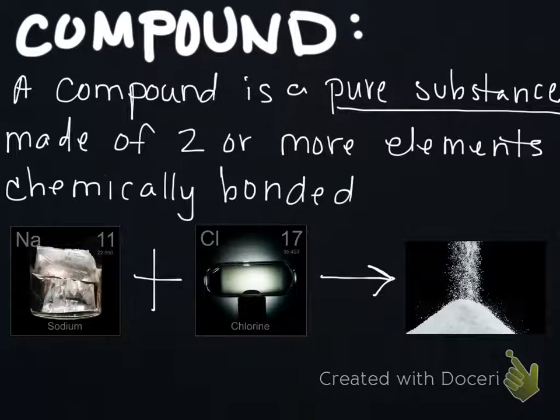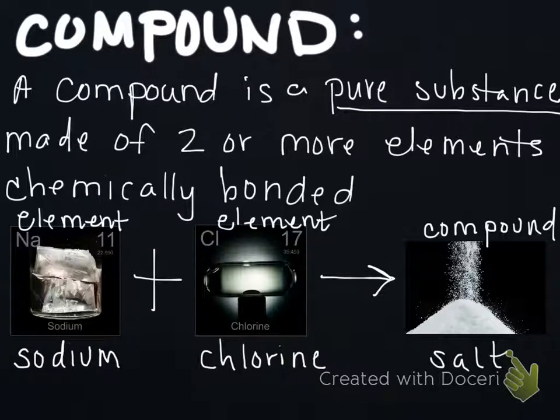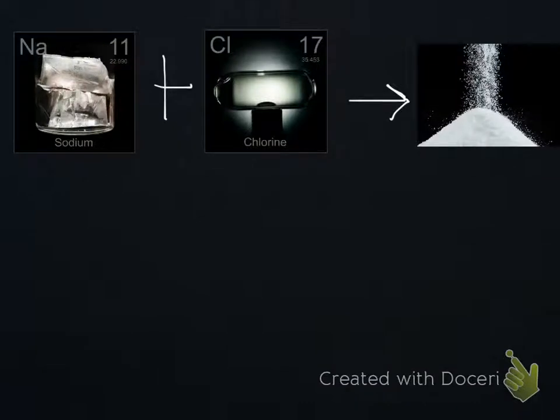All right, so here we have sodium, we have chlorine. If we chemically combine them or chemically bond those atoms, we get a new substance called salt, and this substance is a compound. So here we have an element plus an element, and sometimes when those go through a chemical reaction, they can form a compound. In this case, our compound is salt.